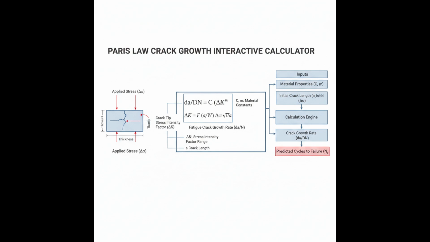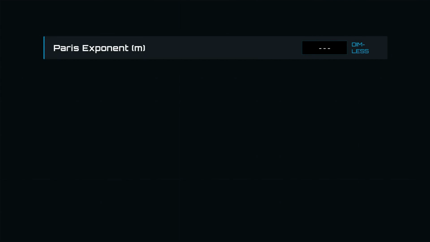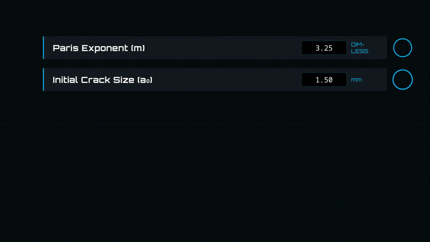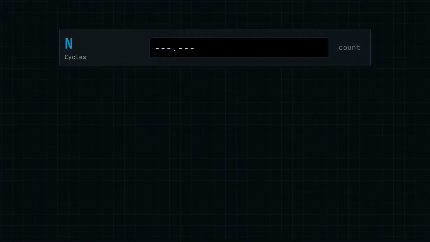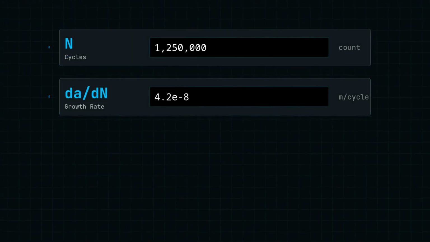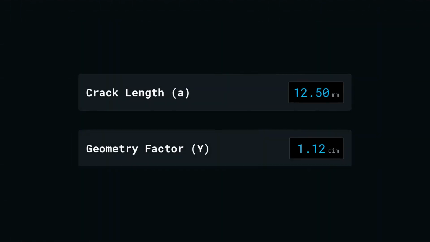Now enter your parameters. Stress Intensity Factor Range dK in megapascals root meter, Material Constant C in meters per cycle per megapascals root meter to the power m, Paris Exponent m, which is dimensionless, Initial Crack Size a0 in millimeters, Final Crack Size af in millimeters, Number of Cycles N, Crack Growth Rate da/dN in meters per cycle, Applied Stress Range delta sigma in megapascals, Crack Length a in millimeters, and Geometry Factor Y, which is dimensionless.